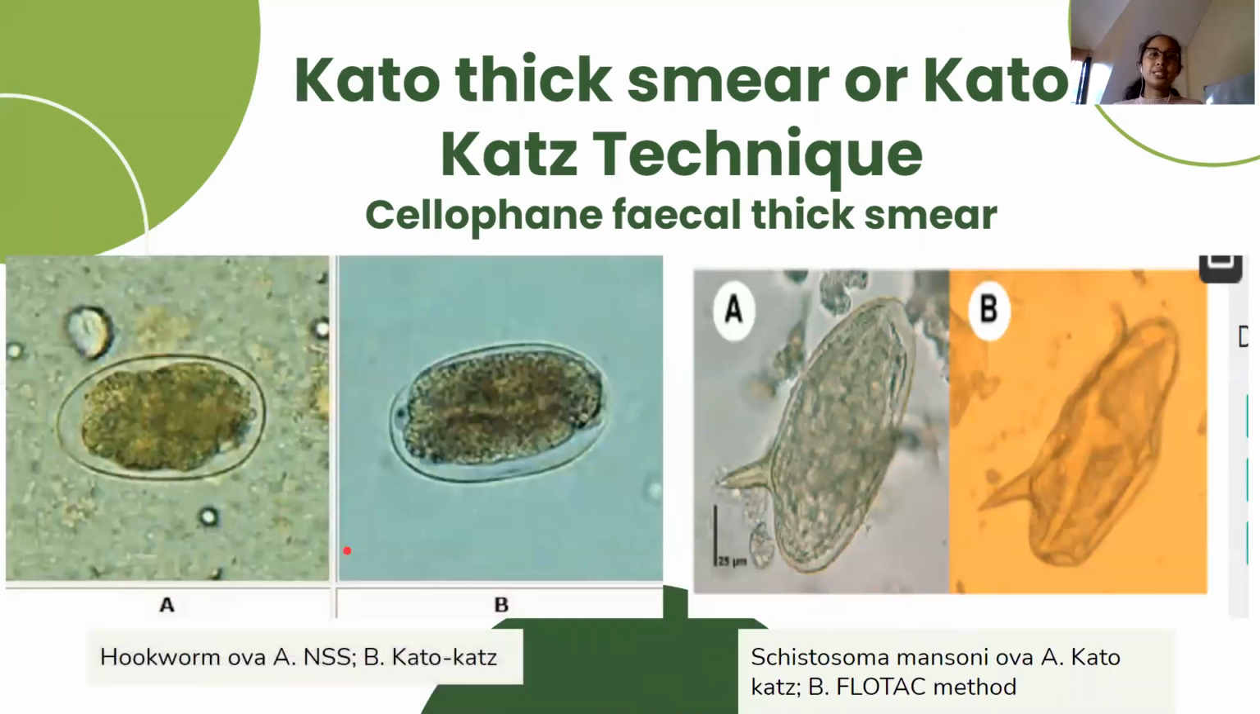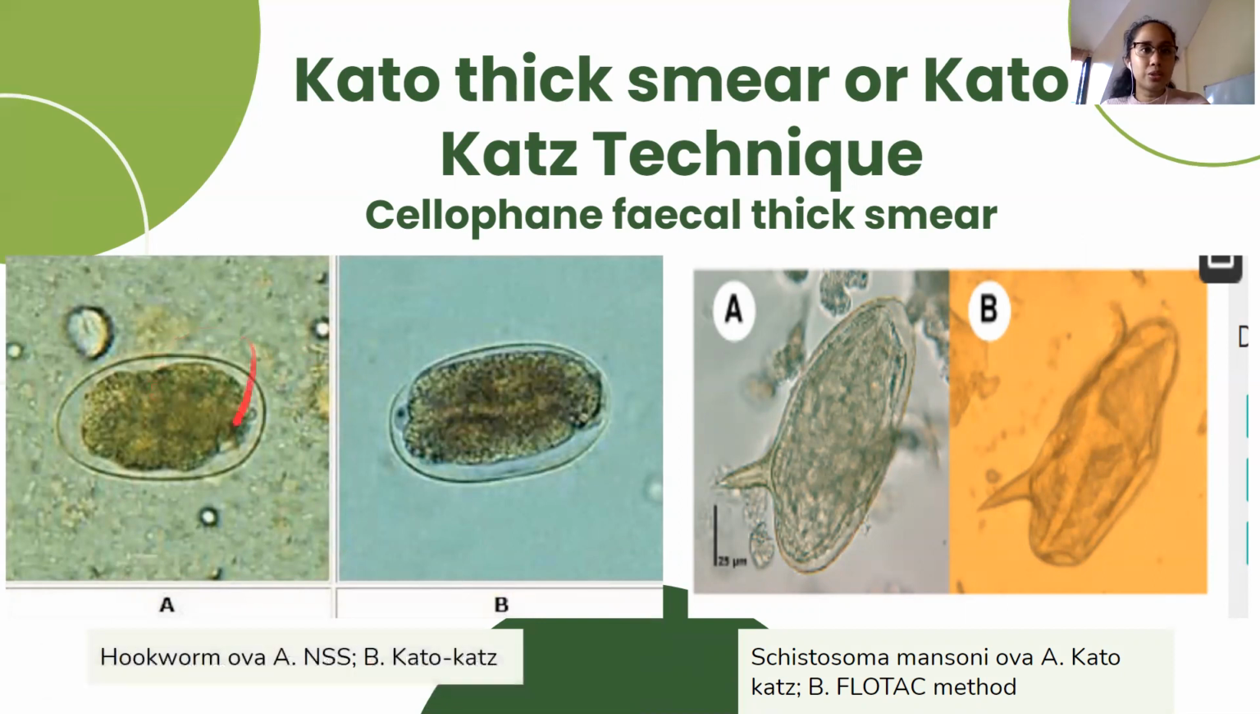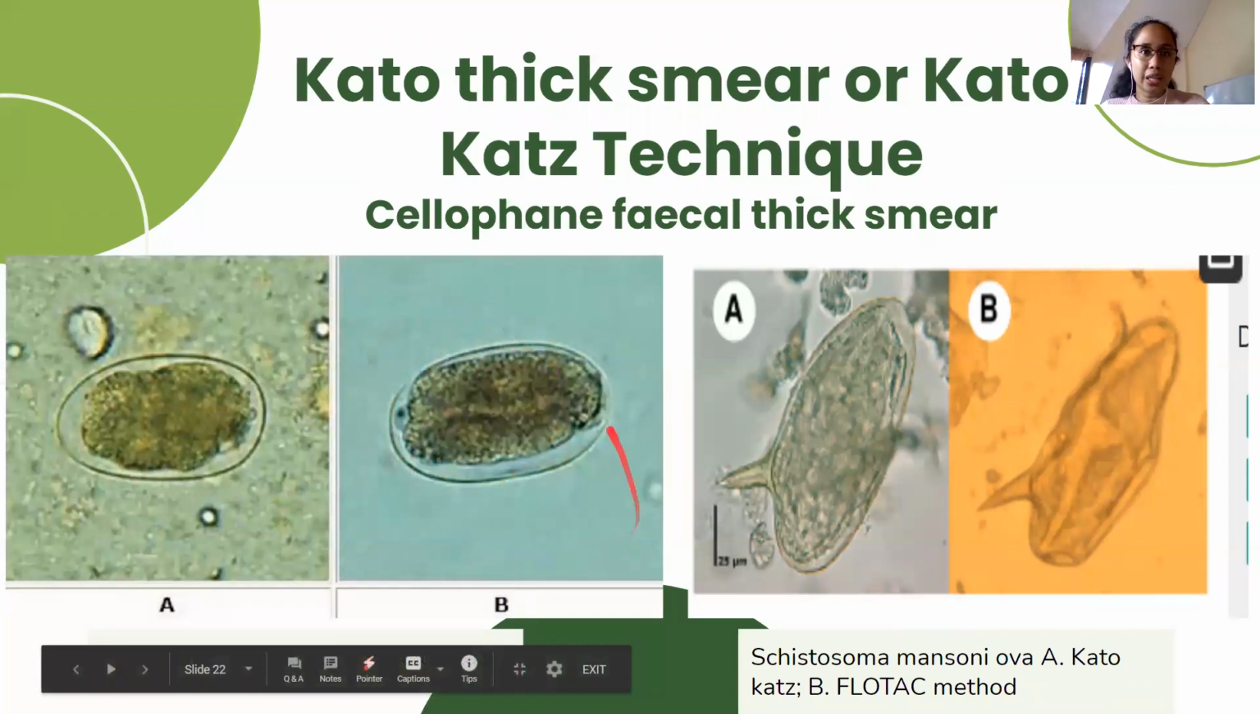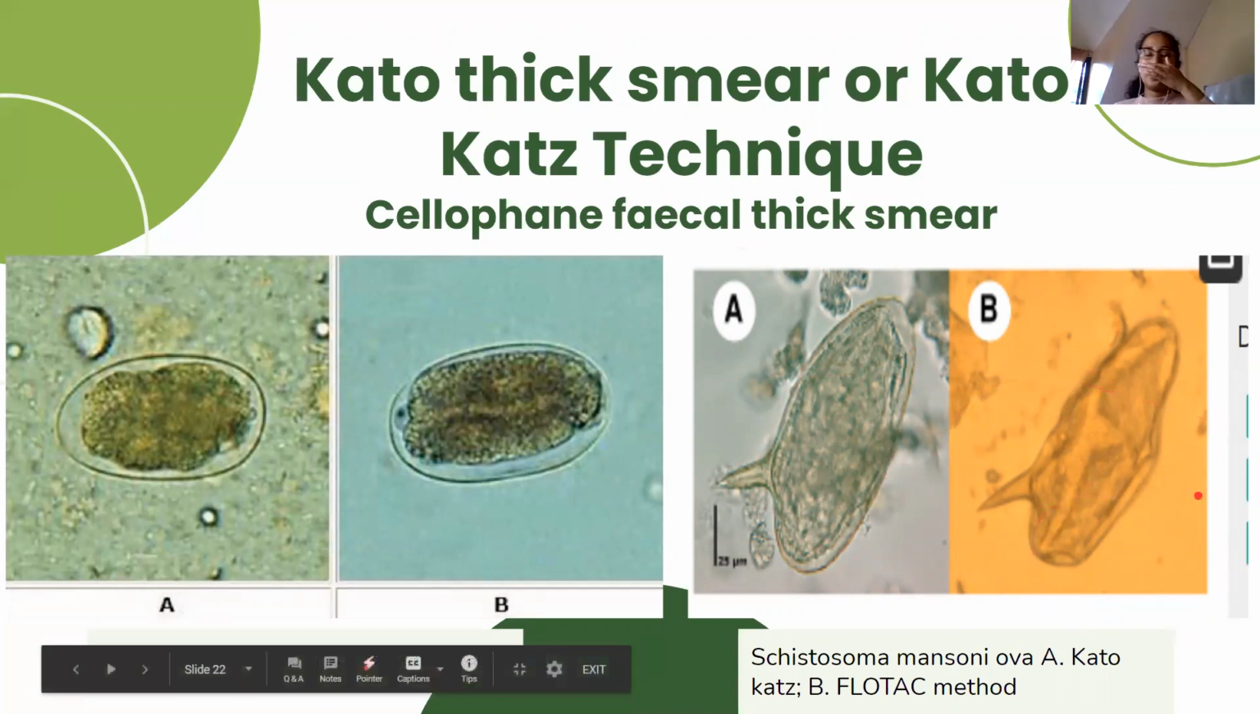Class, I'll just give you an idea. This is your hookworm. Letter A is under NSS and letter B is under Kato-Katz. With Kato-Katz, notice that there is clearing. The background is cleaner. The next photo is your Schistosoma mansoni. Letter A is the malachite green technique and letter B is the Flotac method. It looks like it's already disintegrated.